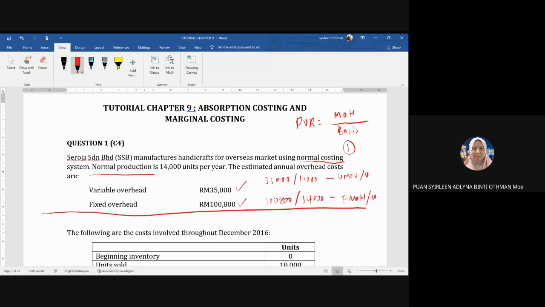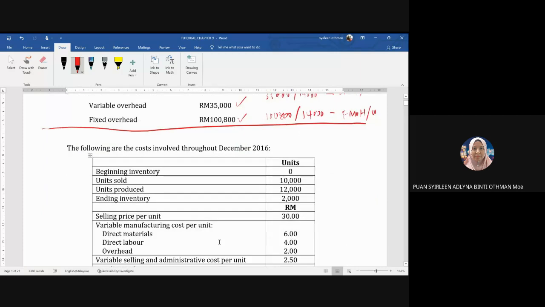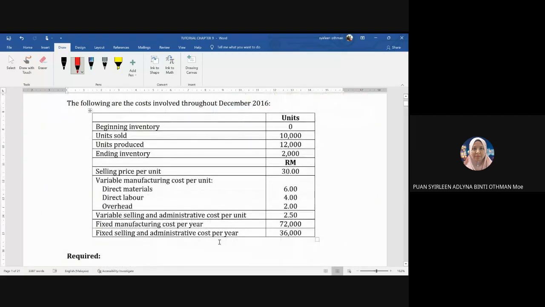Okay, tetapi bila you buat statement, nilai yang you akan masukkan, bila you buat marginal ataupun absorption, you akan ambil actual figures. Actual figures ialah yang dekat bawah ni semua actual. So kita tak tengok dah yang kat atas tu. So yang masuk dalam statement yang ini. Okay, yang ni macam mana madam? Yang ini memang masuk lah.